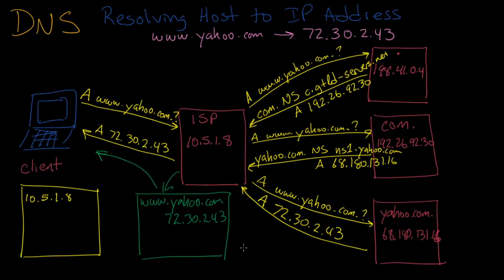So the caching is a really important part of DNS. It both solves a problem in that it reduces the traffic on the net, but it can also cause some problems because if this address ever changes, your ISP's DNS server is going to need to know to flush that answer out. And we're going to see in a future video exactly how that happens.